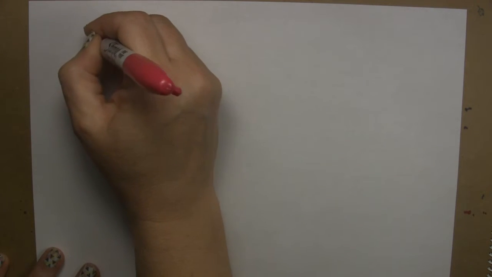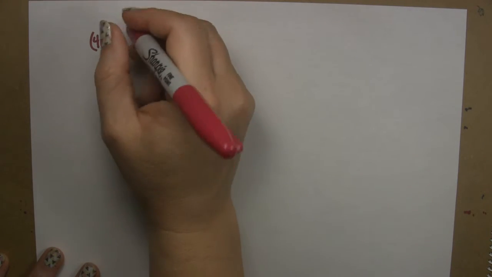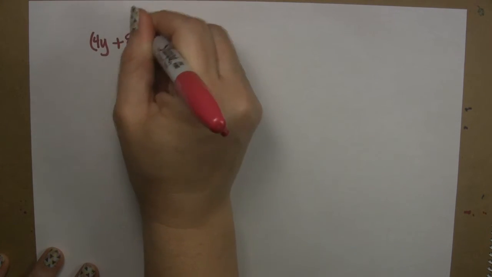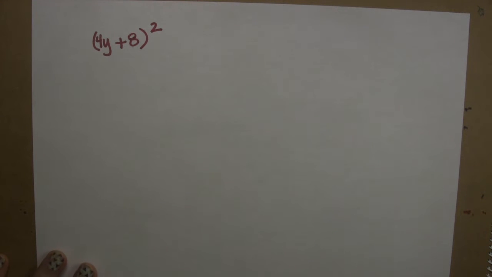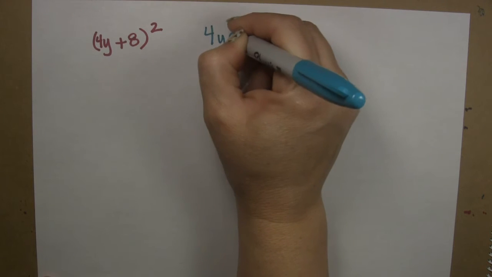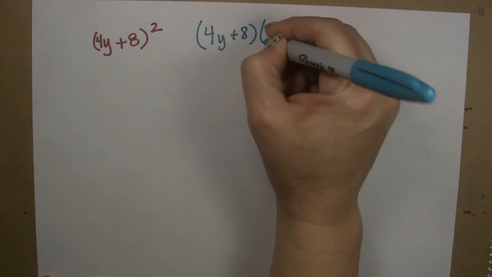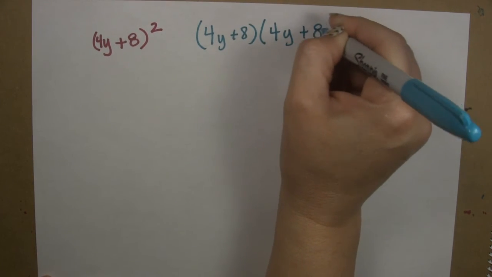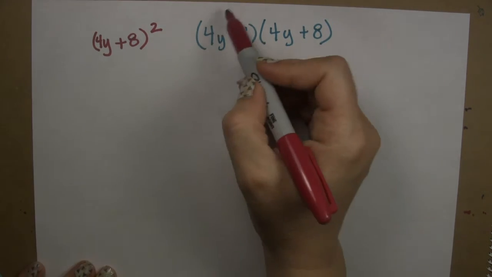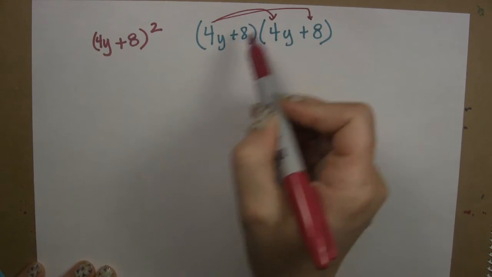Here, let's do another example. Let's make it harder than that. Let's do 4y plus 8 quantity squared. So what is that going to equal? Well, hopefully you're not going to try to do it in your head. I mean, come on. Okay, so we're going to say 4y plus 8 times 4y plus 8, and then we're going to FOIL this out, right? Of course.